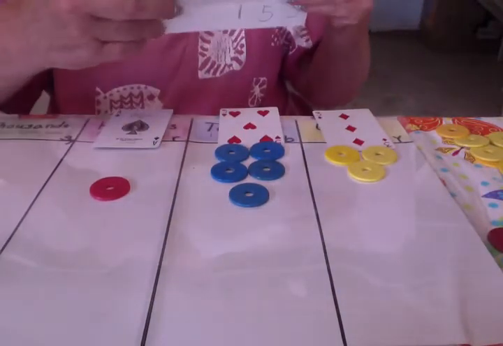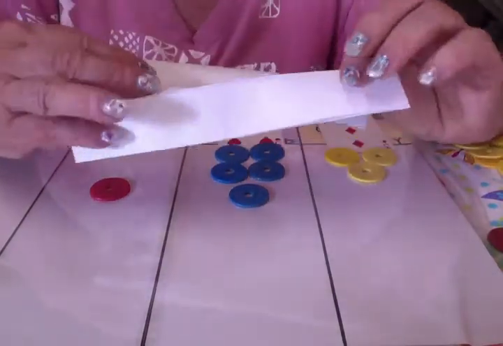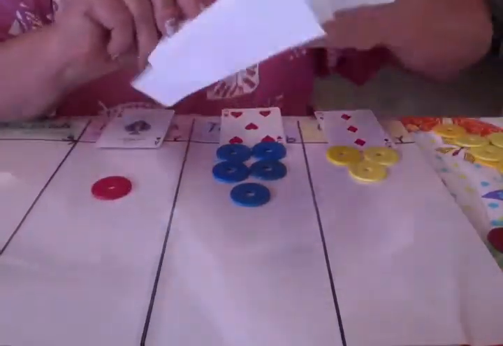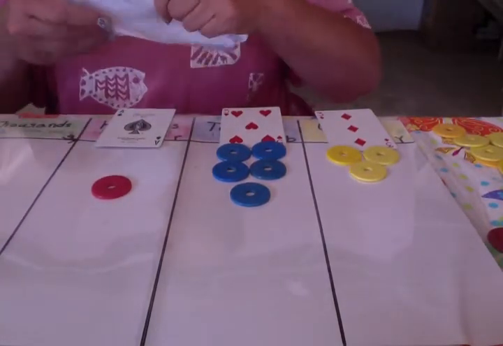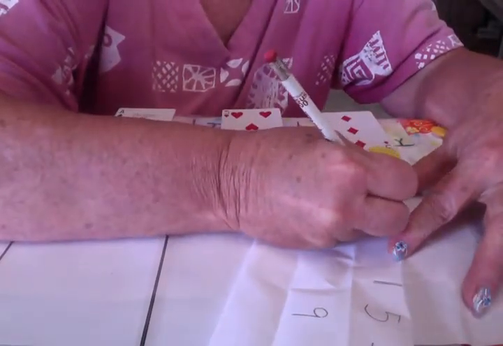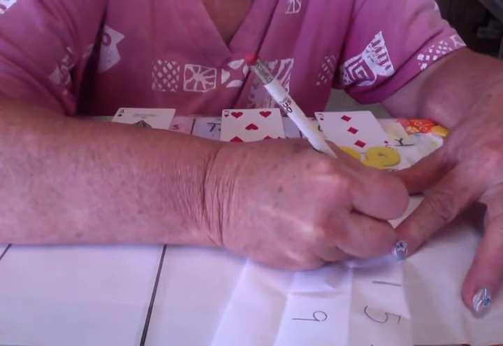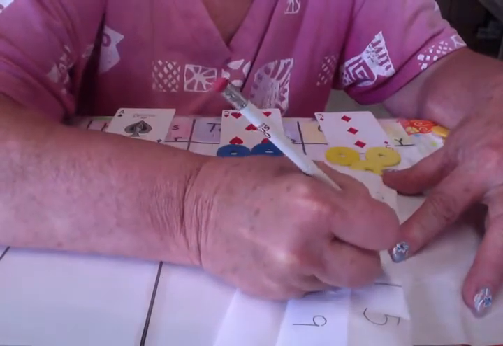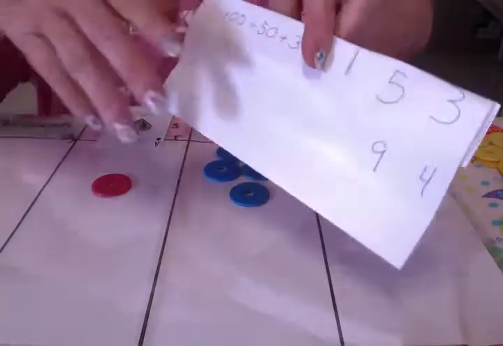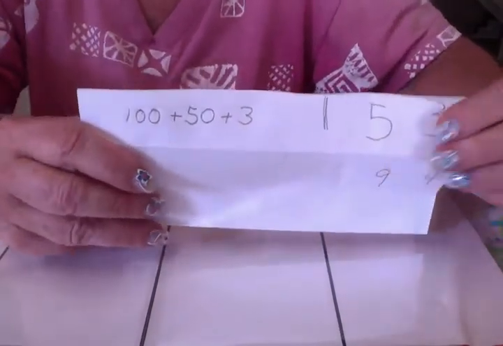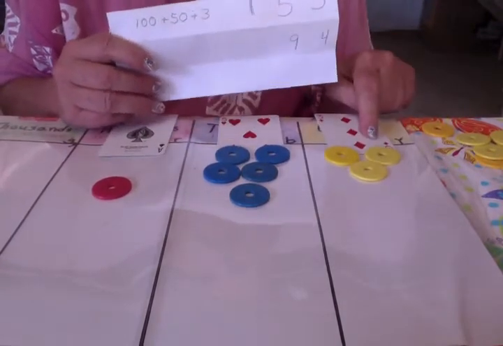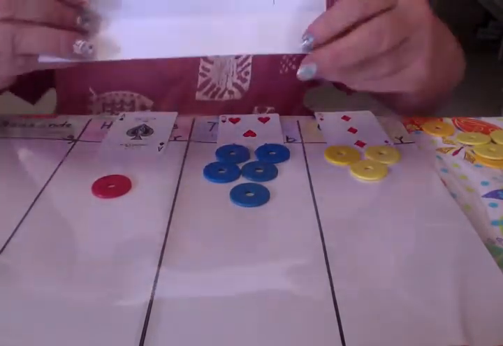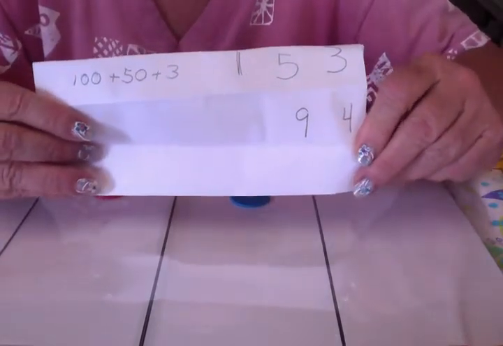Okay. Now, we fold this down and fold this out, and see what we're going to add to it. First, before I do that, I want to show that we have 100 plus 5 tens of 50 plus 3 ones. We have 153. And to that, we're going to add the number 94.